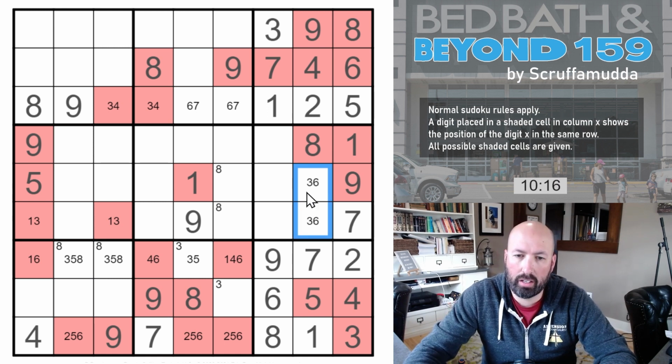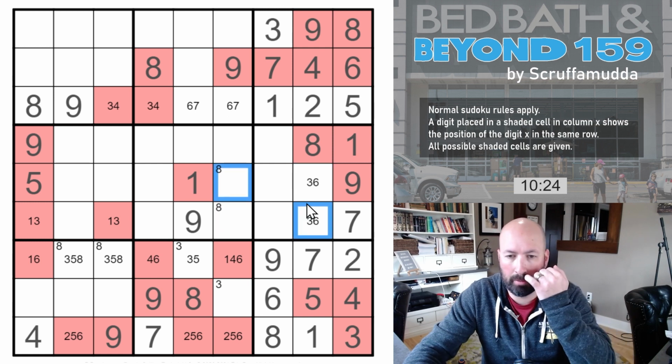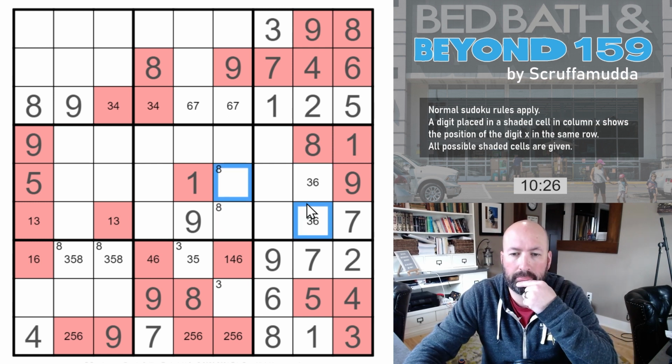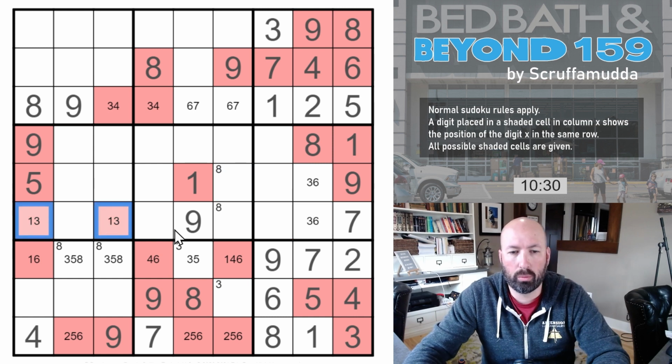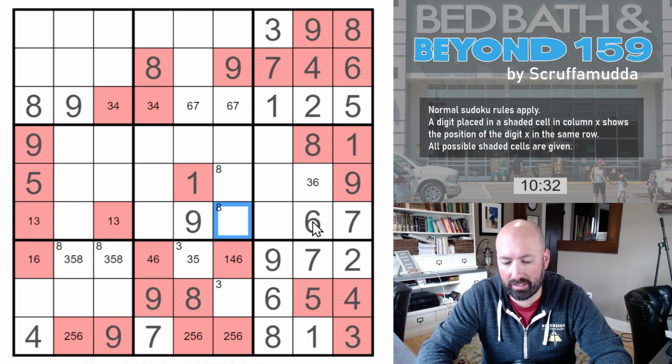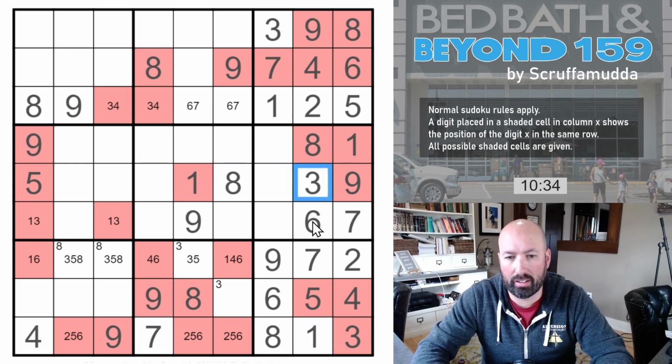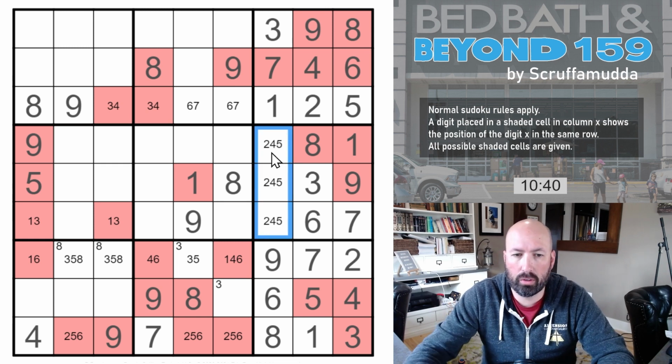And these are the 8. Ah, and look, we've got an 8 in column 6. So the 8 and the 6 are going to have to not be in the same row. Oh, duh, the 1, 3 pair here. So this is the 6, which means that can't be the 8. So the 8 is there. This is 3. Okay, and these are 2, 4, and 5.